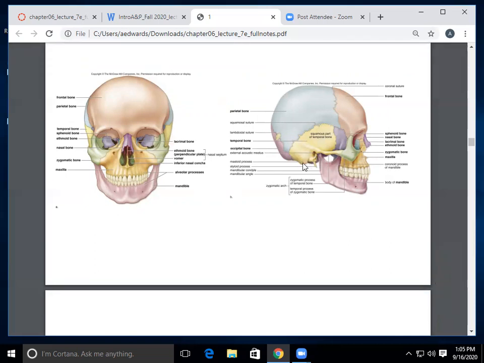This big bump here is your mastoid process. We just talked about that. The pointy one is your styloid process. To me, it looks like a stylus. Anybody ever use a stylus for a tablet or an iPad or a phone? It's kind of like that.